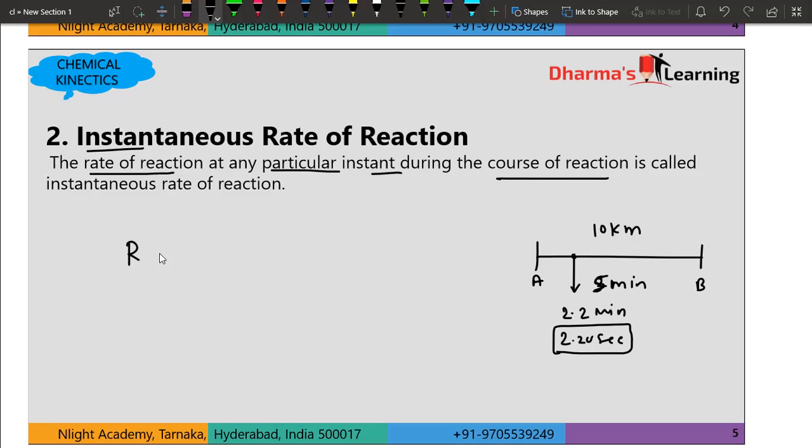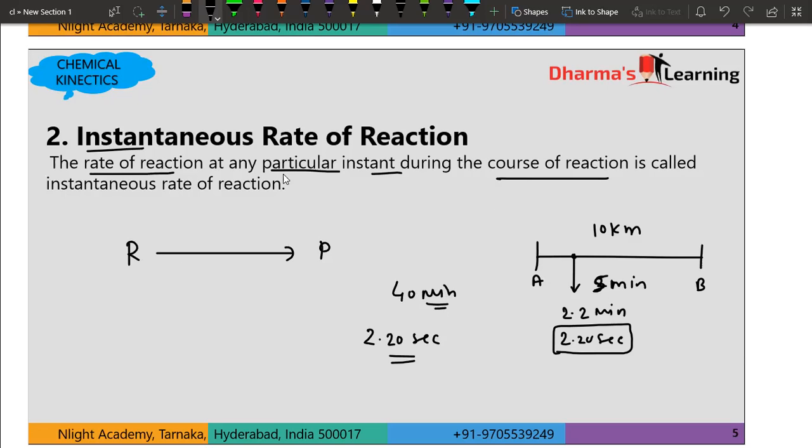So if the reactants convert into product and it takes 40 minutes for completion, and I ask you what is the speed of the reaction at exactly 2 minutes 20 seconds, that will be called the instantaneous rate. Now I'm not asking over a range of period, I'm asking exactly at a particular instant.